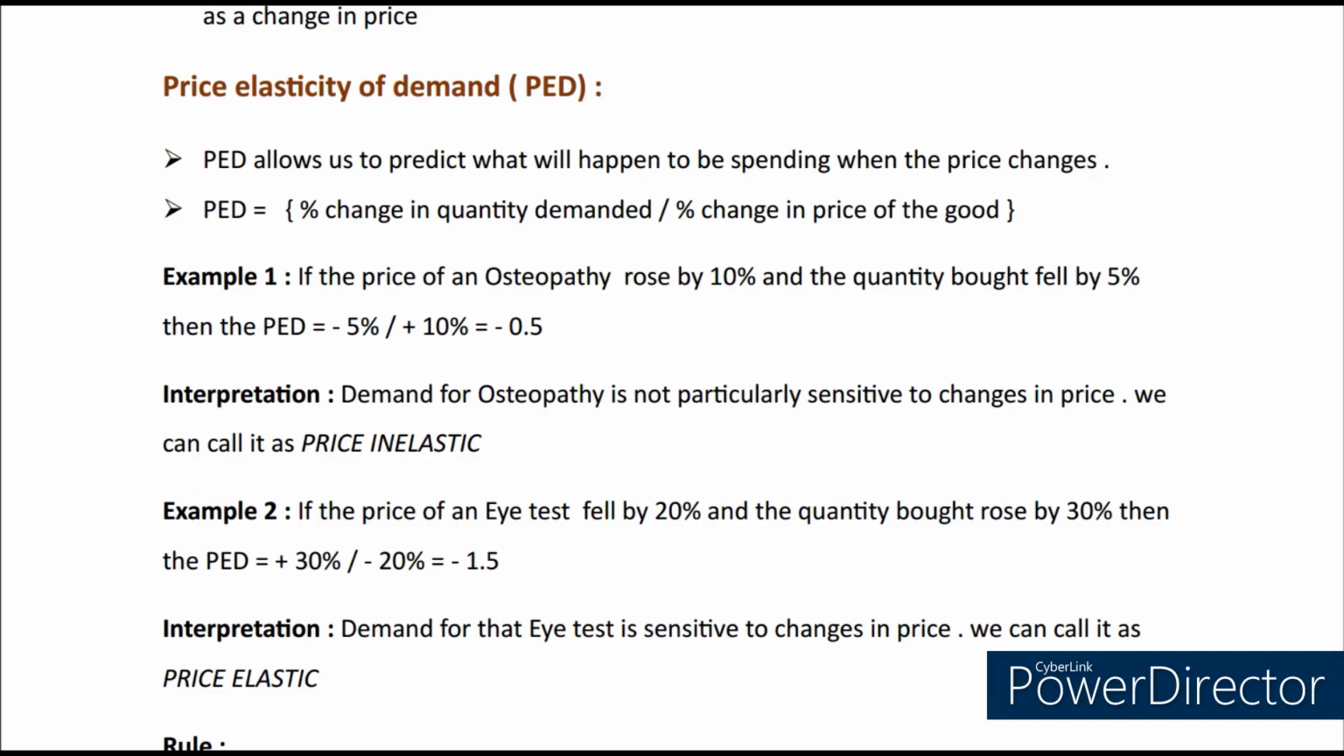What does it mean? Demand for osteopathy is not particularly sensitive to changes in price. Similarly, in the second example, the answer is minus 1.5, so it lies between minus 1 and minus infinity. So we call it price elastic. What does it mean? Demand for that eye test is sensitive to changes in price.